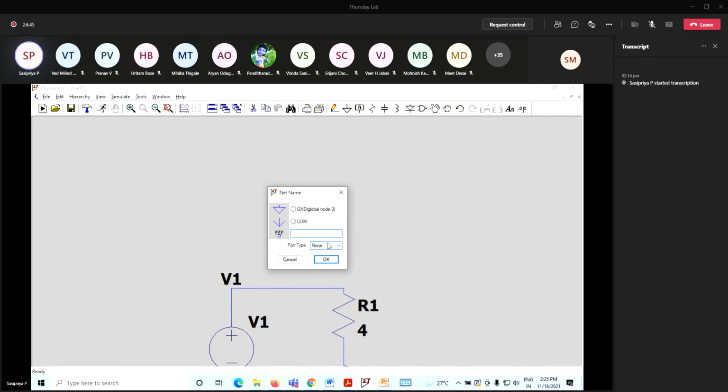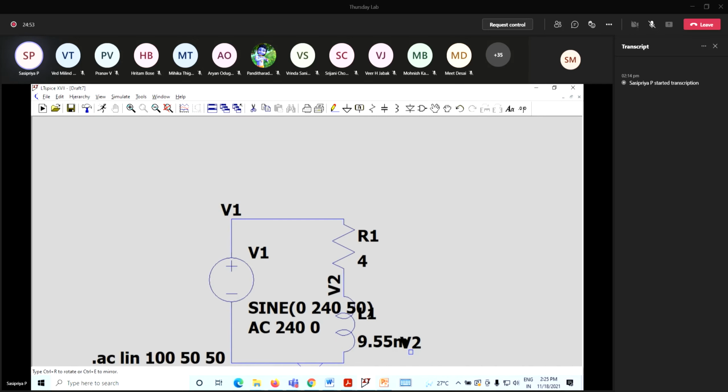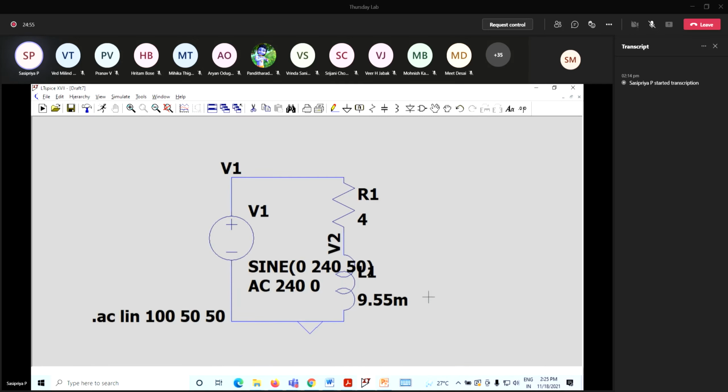So just click on that. Add V1. Now I'm going to add one more label for this node. For this node, see, this is V2. So now, can anyone tell me what is V1? V1 is the source voltage because it's connected at this node. Okay, and what is V2?